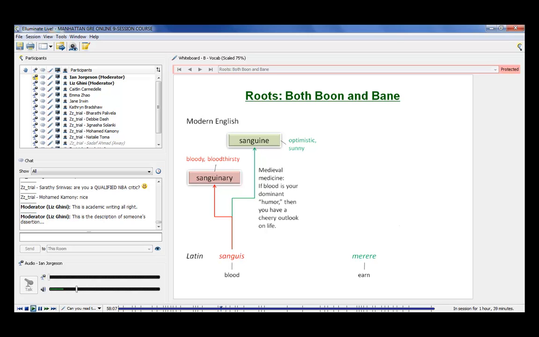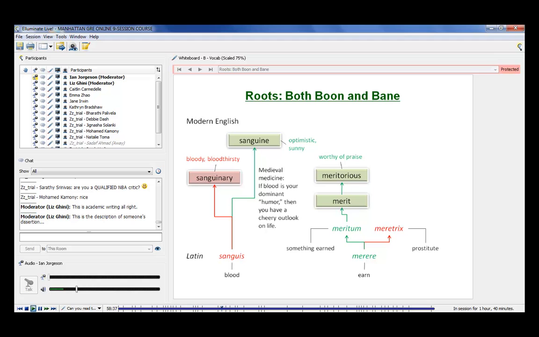So we've got merere, which is Latin for to earn. And the noun form of merere in Latin is meritum, which is a thing that is earned. That leads to the English word merit and the English word meritorious, worthy of praise. But the word merere also leads to meretrix, which is a prostitute. So meretrix is a prostitute.